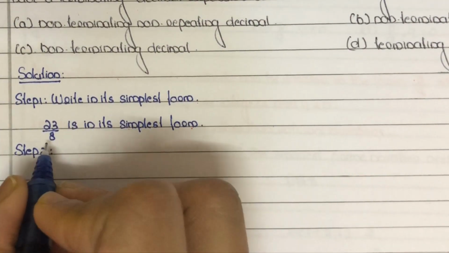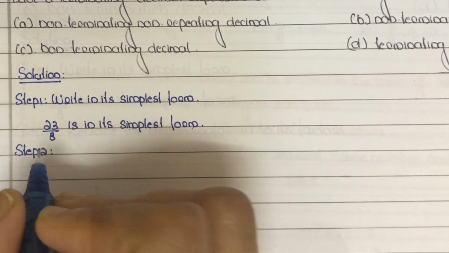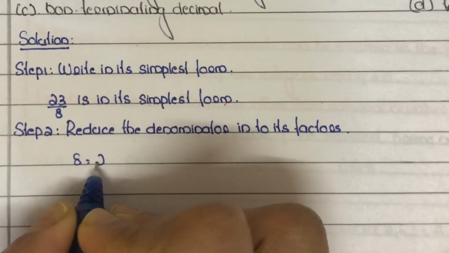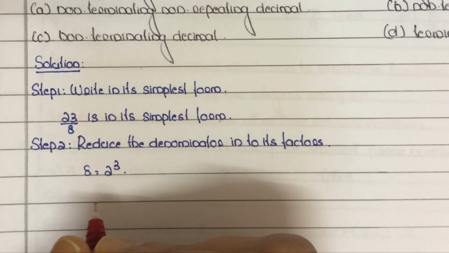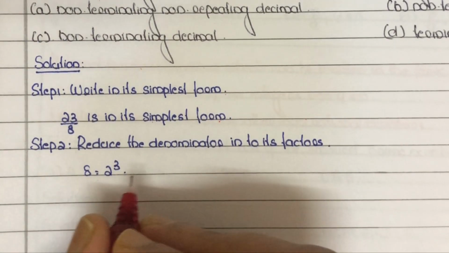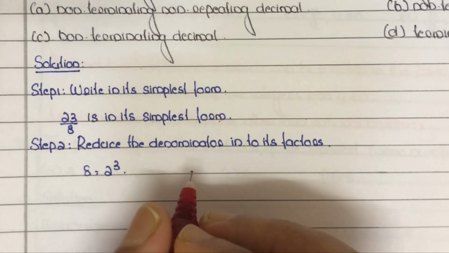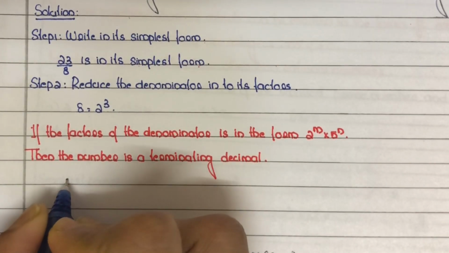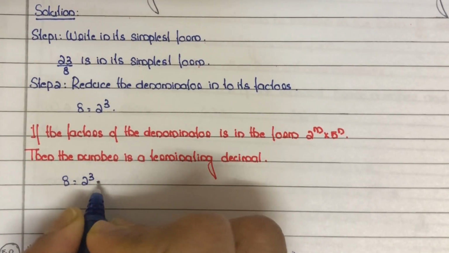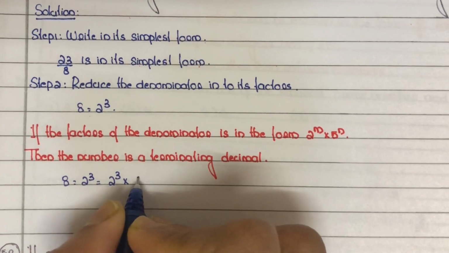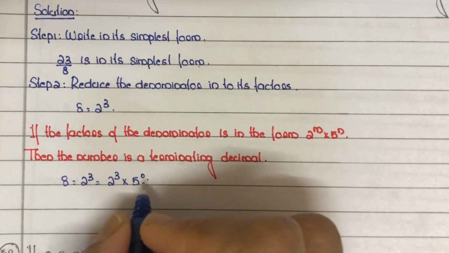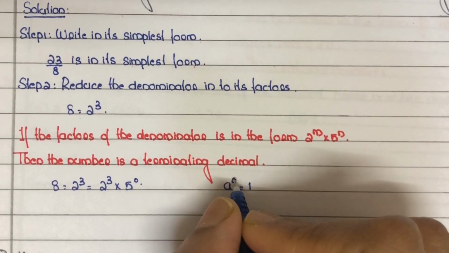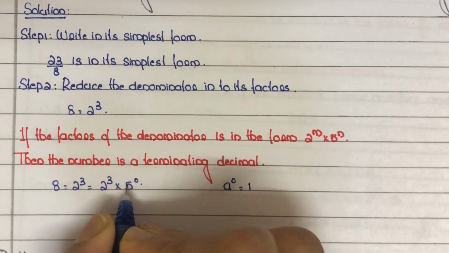Now step 2, reduce the denominator into its factors. The denominator is 8. So 8 you can write as 2 raised to 3. We know that if the factors of the denominator are in the form 2 raised to m into 5 raised to n, then the number is a terminating decimal, right? Here the denominator 8 equals 2 raised to 3. This we can write as 2 raised to 3 into 5 raised to 0, because any number raised to 0 is 1.